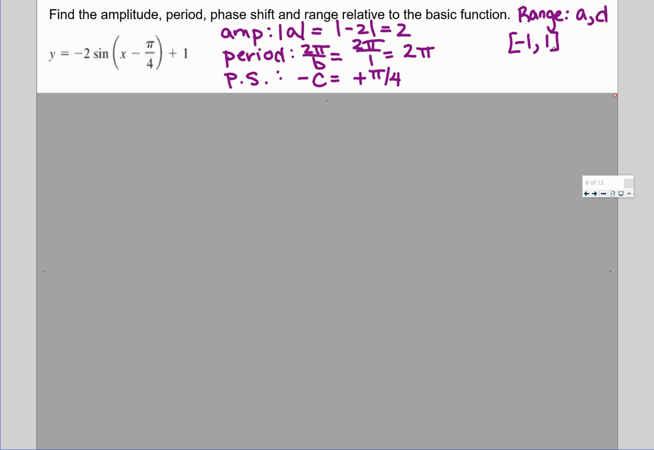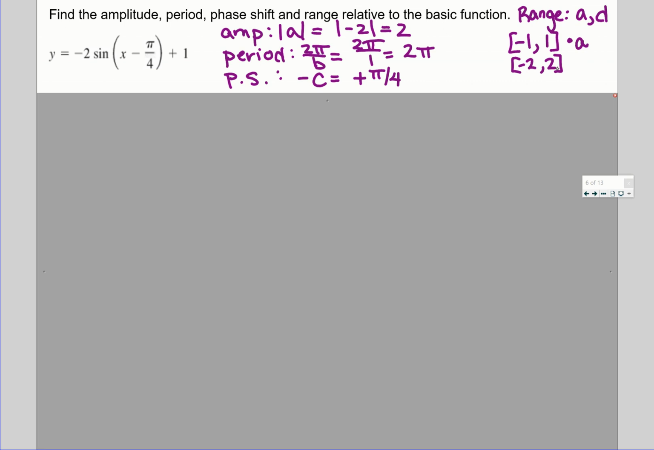Here, an A value. What's the A value? -2. And you don't need to worry about the negative. If you multiply by A, that's performing that vertical stretch. It's going to make it twice as high. Instead of from -1 to 1, it's going to go from -2 to 2.